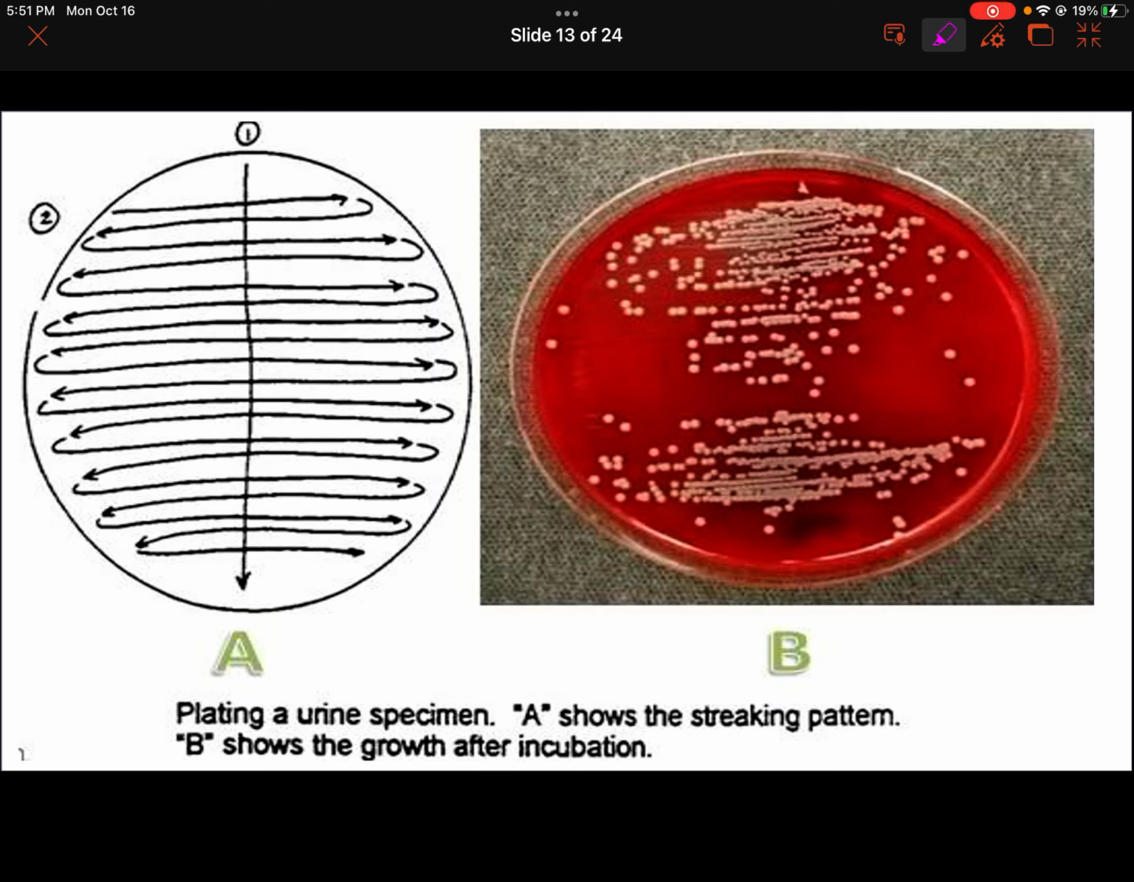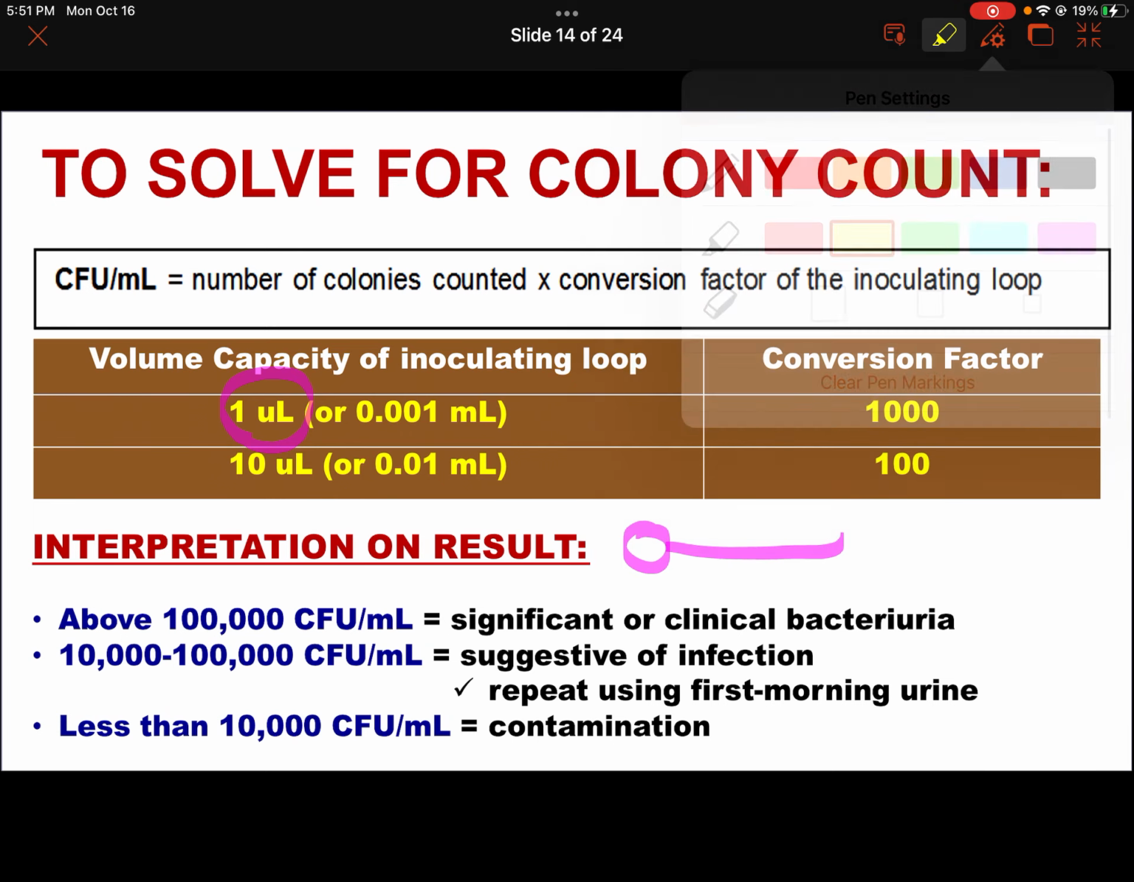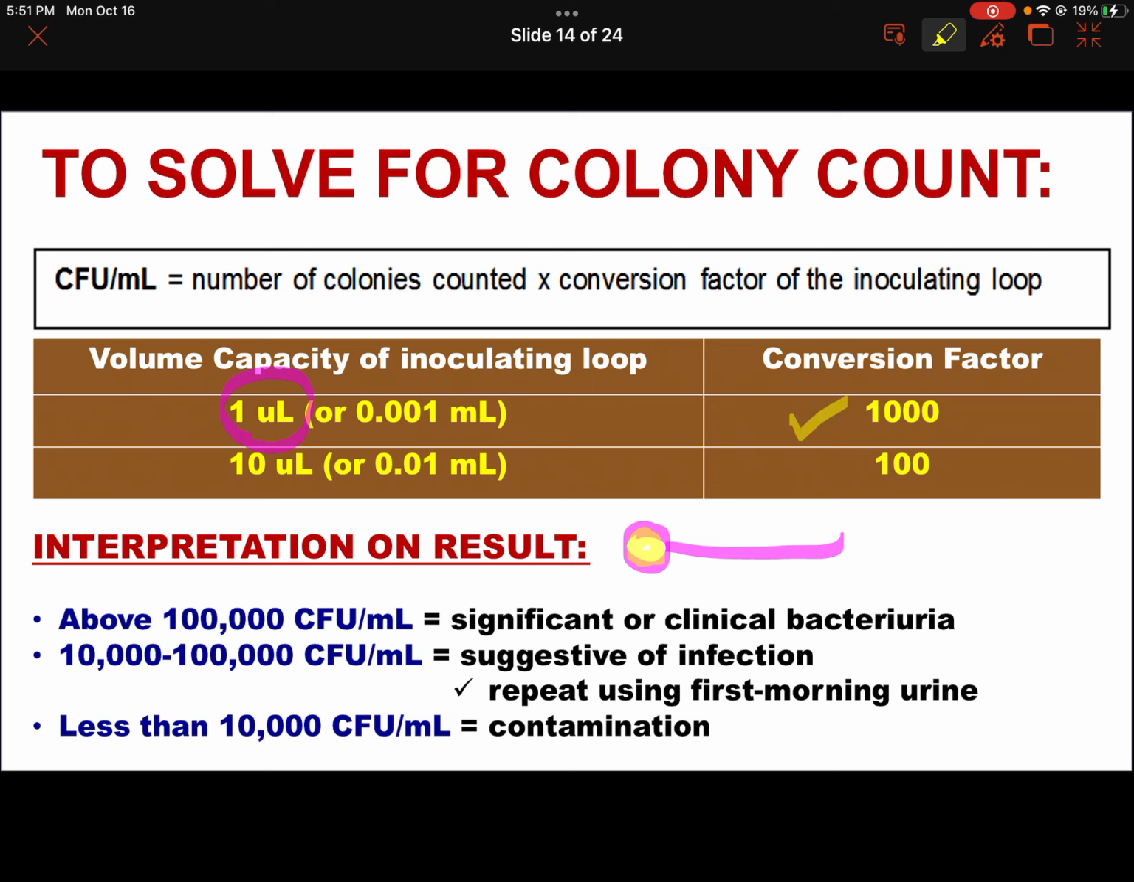And of course, it's not only that we do the counting, but we have to make sure that our inoculating loops are calibrated. If you are using a 1 µL inoculating loop, meaning the loop can hold 1 microliter of specimen, the conversion factor is 1,000. For 10 µL, the conversion factor is 100. So for 1 µL the conversion factor is 1,000, and for 10 µL it is 100.